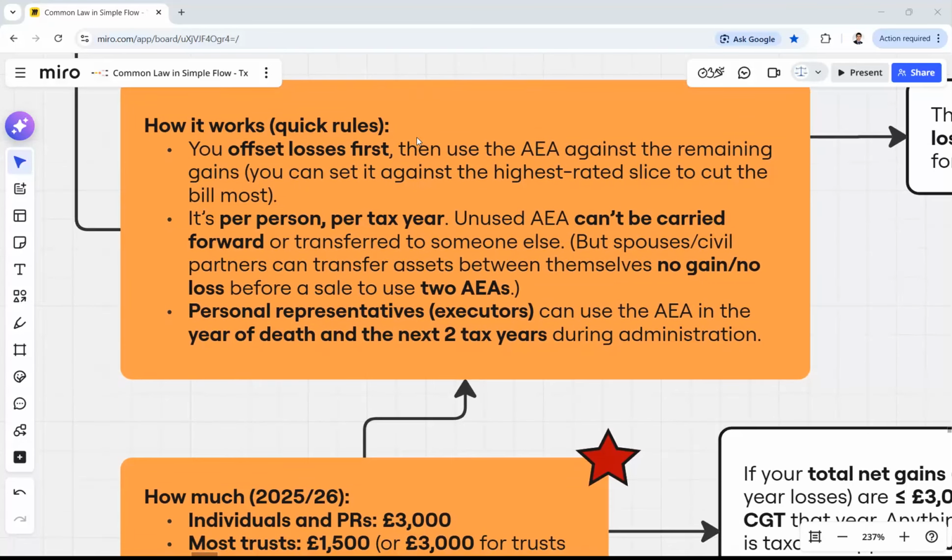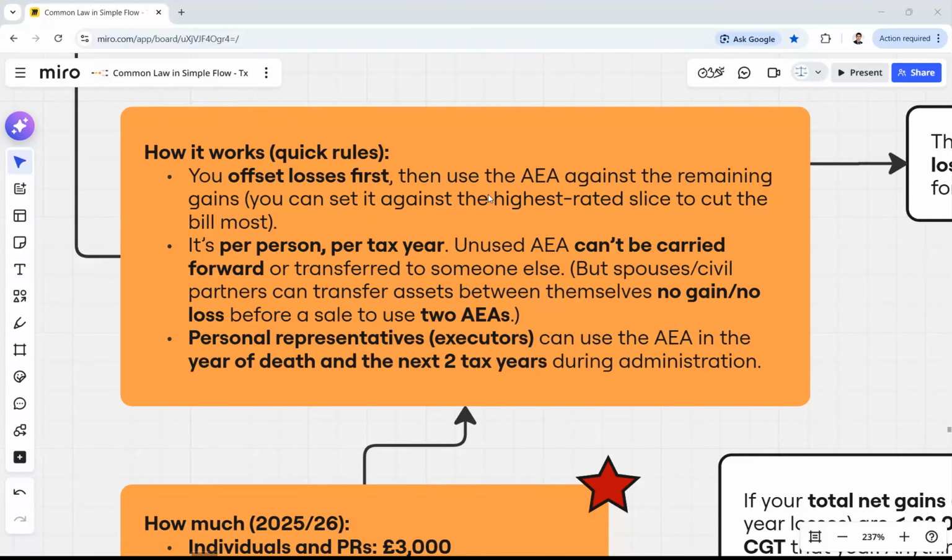How it works, quick rules. You offset losses first, then use the AEA against the remaining gains. So if you had losses during previous years, for example, or that year as well, you just offset them. So basically you subtract all your losses from your current gains, and only after that you apply your AEA. You can set it against the highest-rated slice to cut the bill most.